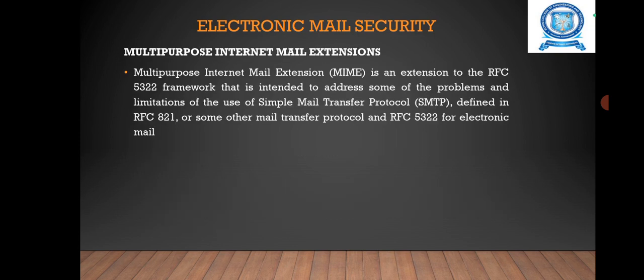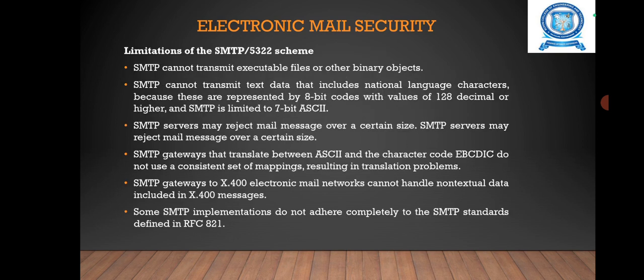Multipurpose Internet Mail Extension is an extension to the RFC 5322 framework that is intended to address some of the problems and limitations of the use of Simple Mail Transfer Protocol. SMTP is defined in RFC 821 as the mail transfer protocol for electronic mail. Some of the limitations: it cannot transmit executable files or other binary objects. It cannot transmit text data that includes national language characters. Its servers may reject mail messages over certain sizes.